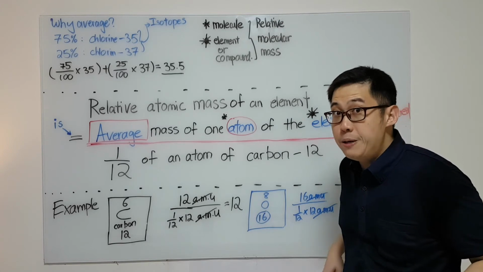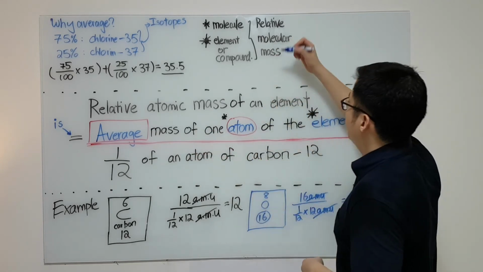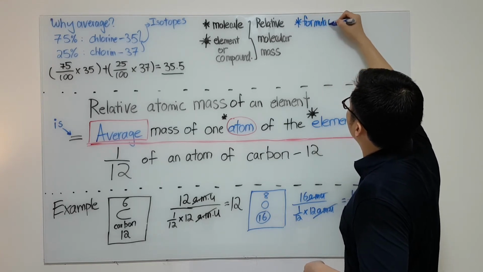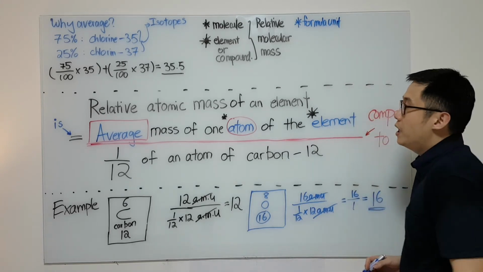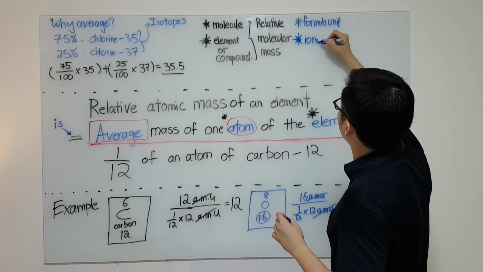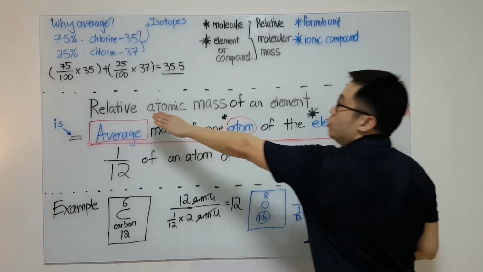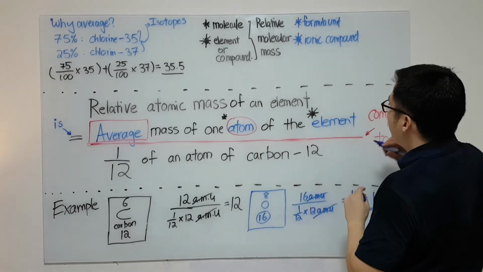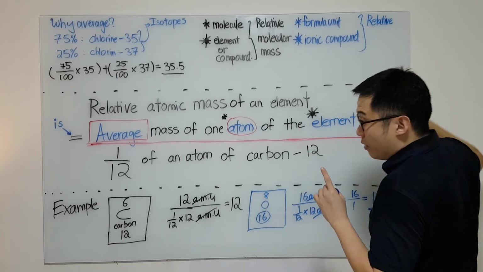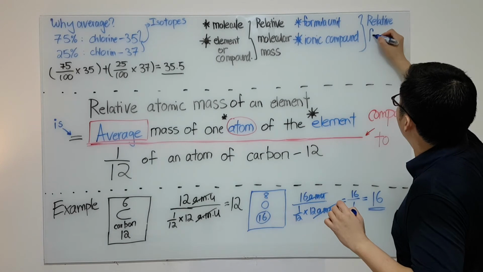Now, if I go on in the same way to replace this with the average mass of one formula unit of the ionic compound, this term will no longer be called the relative atomic mass of an element, but it will be called the relative formula mass.